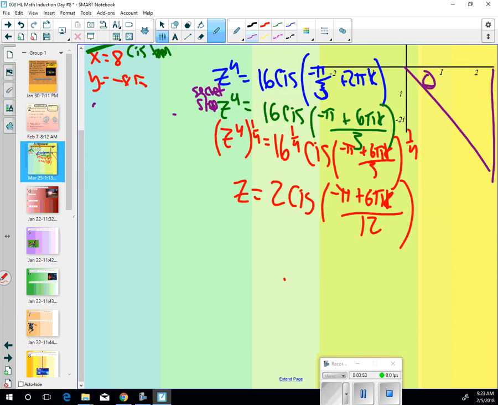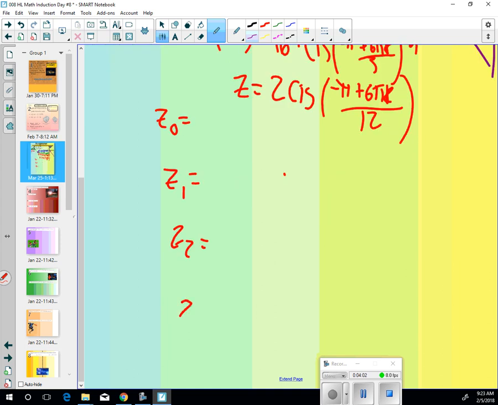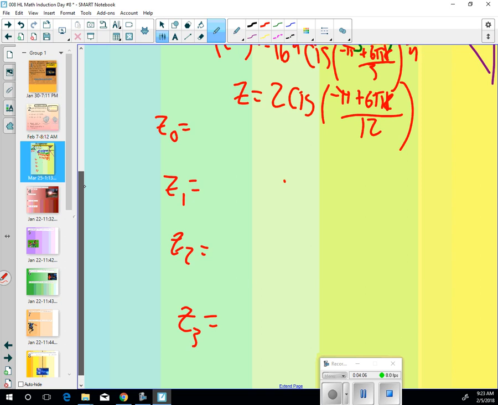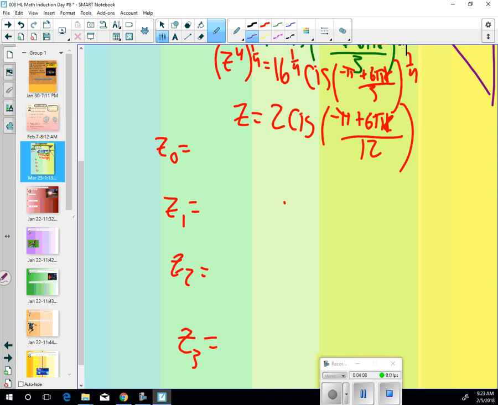So here's my formula for finding the 4 roots. You're going to have z0, z1, z2, and z3. We won't have a z4 because then it'll just wrap and be z0 again. So k is 0, k is 1, k is 2, k is 3. Everything going okay? I like these. These are kind of cool.